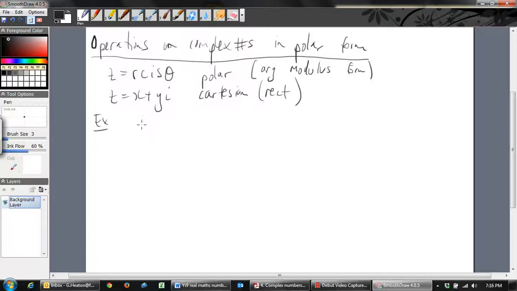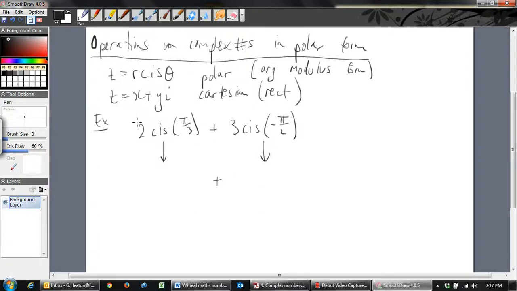So let's just go straight to an example. Let's see what we're adding. If we've got 2 cis pi on 3 plus 3 cis negative pi on 2, there's no easy way to do this in polar form. The only way to perform this addition is to convert each of these to their rectangular form, and then once you've done that, to add them.